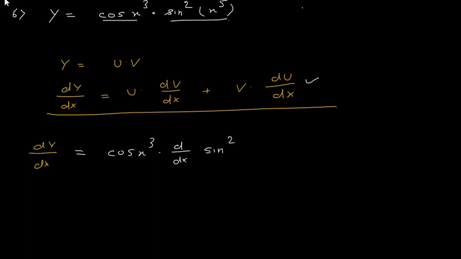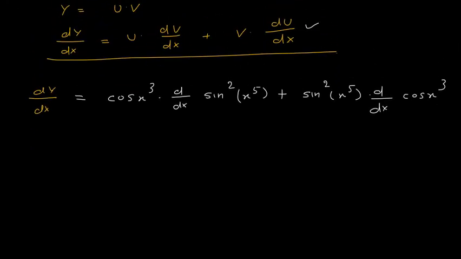sin square x power 5 plus v, which is sin square x power 5, into dy dx of cos x cube. Okay, so first I have written this as per the formula. Now next, this cos x cube I will write as this. Then we have to differentiate this sine square x power 5.